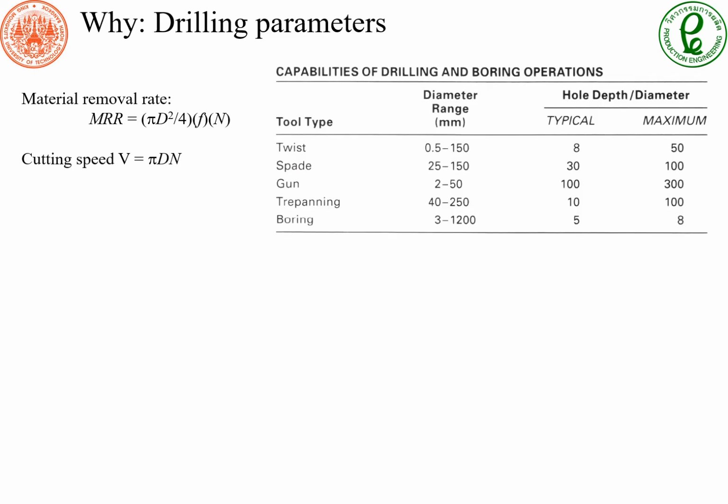Again, for drilling parameters, we want to calculate the material removal rate. Here, the MRR can be calculated as pi D squared divided by 4, times the feed rate, times the RPM. D is the diameter of the drill, and the cutting speed can be calculated by pi times D times N, as always.